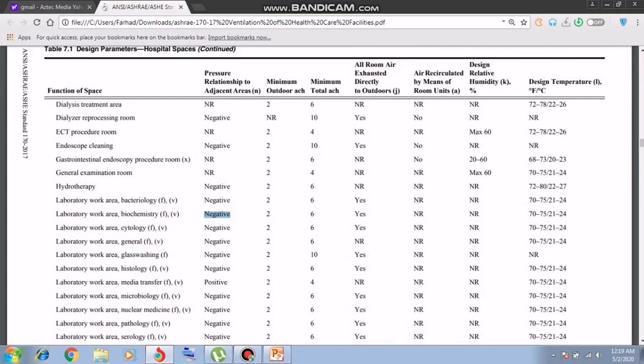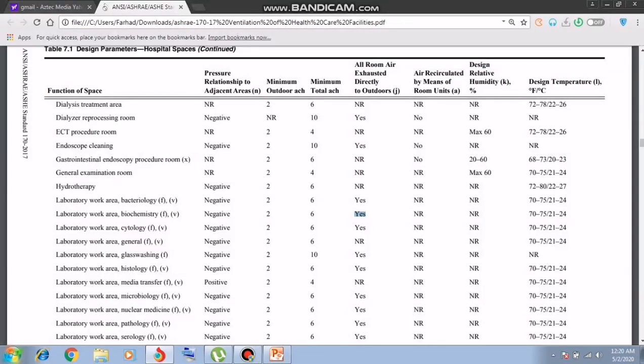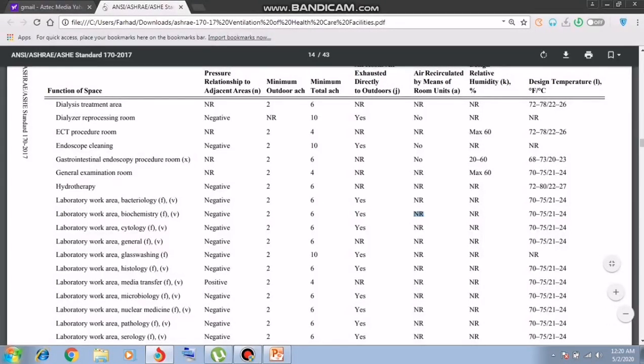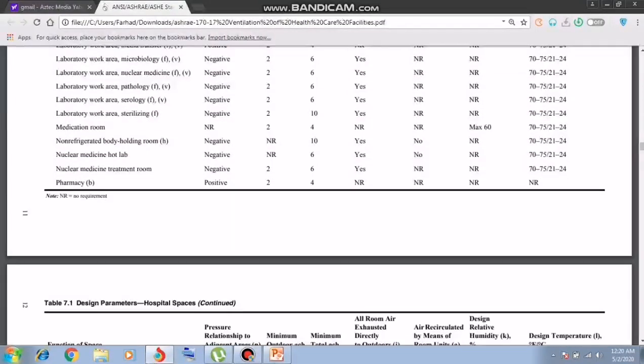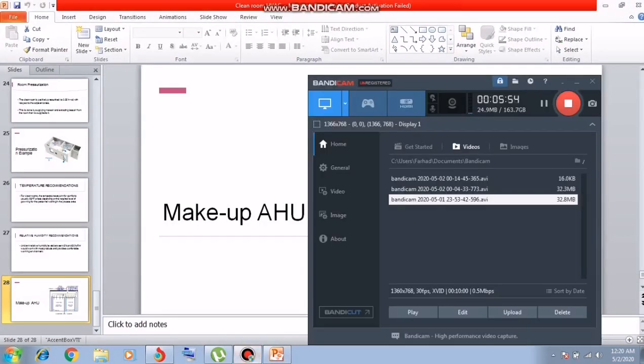and their minimum outdoor ACH should be 2, and minimum total ACH should be 6, and all room air directly exhausted to outdoor, meaning no air should be returned to the AHU, and air recirculation by means of room units is not required, and desired relative humidity percent is not required. You can set any percentage, and the temperature range is given here. You can just select these parameters from these tables and use them in your calculation. Thank you very much for watching my video.